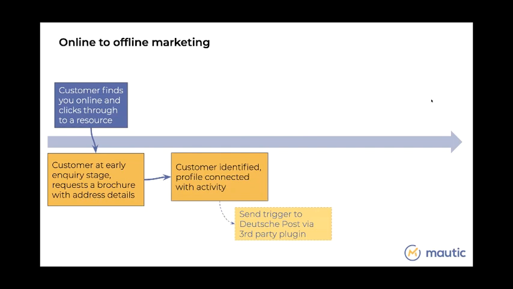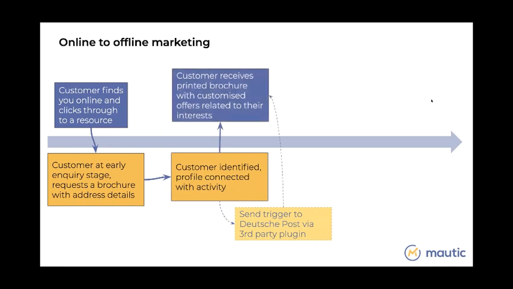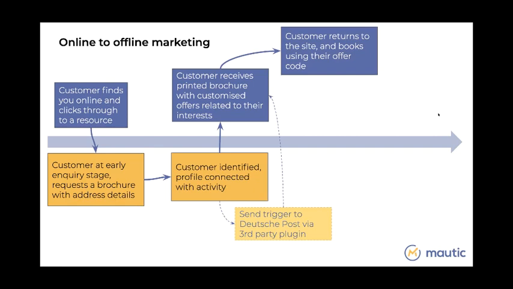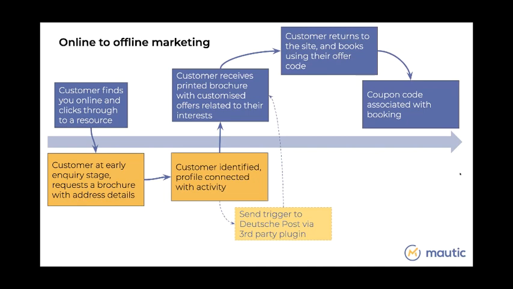And with that information, you can then send a trigger to a post office, using a third-party plugin integrated with the post company API. The customer can then receive the printed brochure with a customized offer related to their interest, based on the activities they performed while visiting your website. The customer can then return to the site and book using the offer code they received in the mail along with the printed brochure, with the coupon code associated with their own booking.